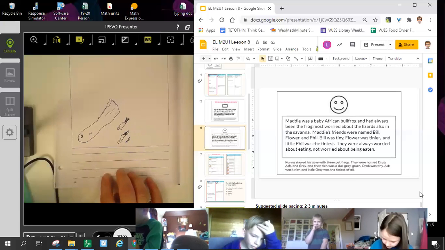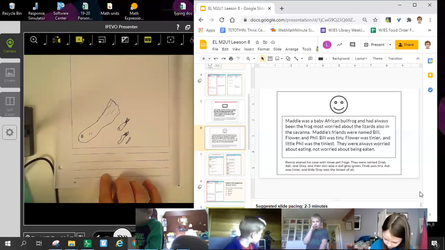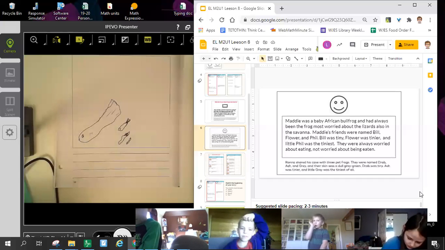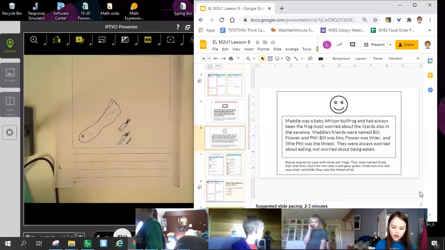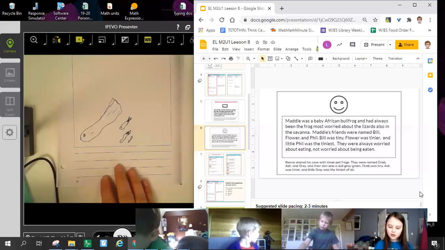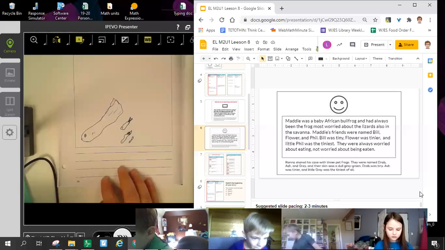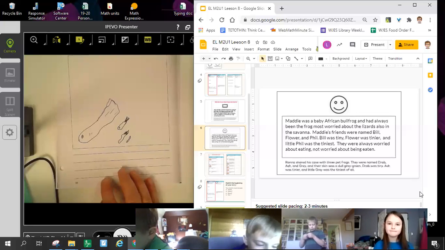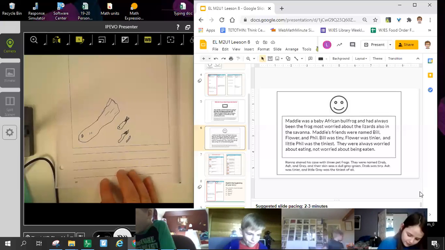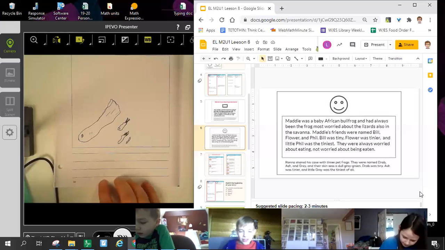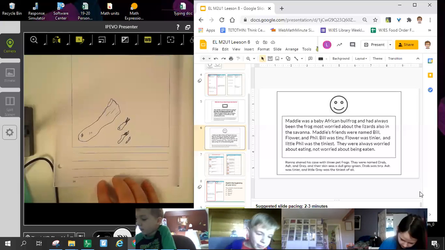Not what they look like, but remember how we have this part here where one was Maddie was a baby African bullfrog, and then the other characters were tinier, and tiniest. Do you have anything in there on any of your characters about how big they are, what color they are, so that we kind of have a sense of what they look like? They like eating. I finished. So are they big, fat ones?